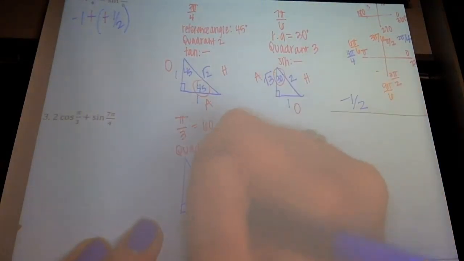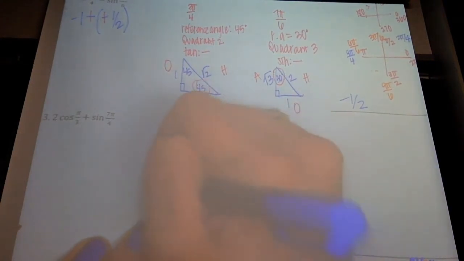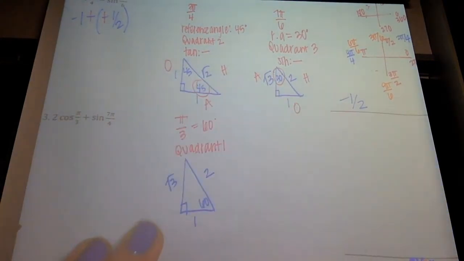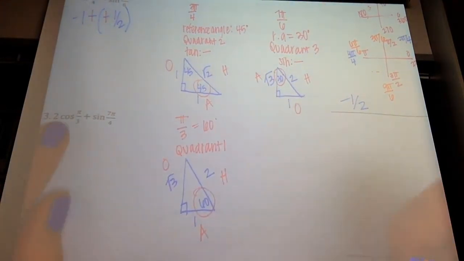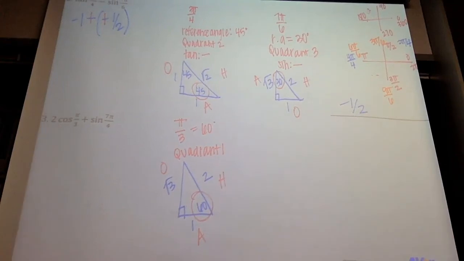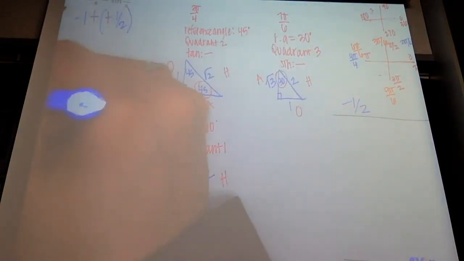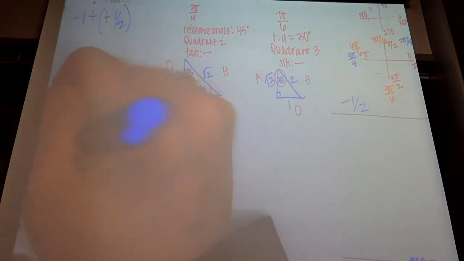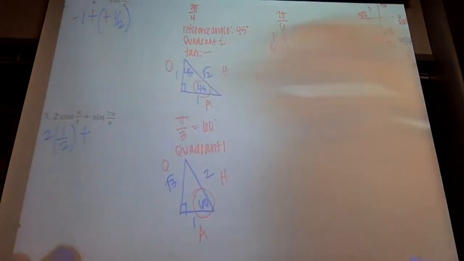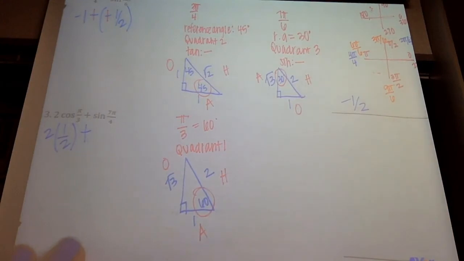Okay, so we're looking at our 60 degree, 1, rad 3, 2. And so we're looking at 60, we have our opposite, adjacent, and hypotenuse. And cosine is my adjacent over my hypotenuse. So we're doing 2 times 1 over 2, so 1/2, plus, okay, now I have to do the same thing for 7 pi over 4.